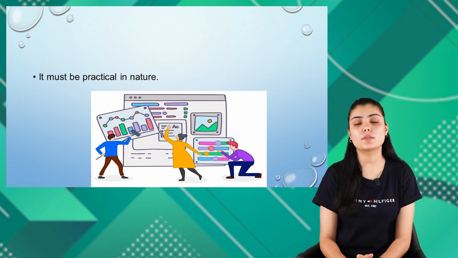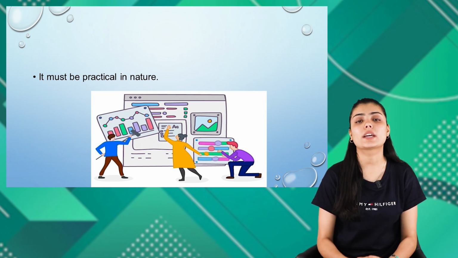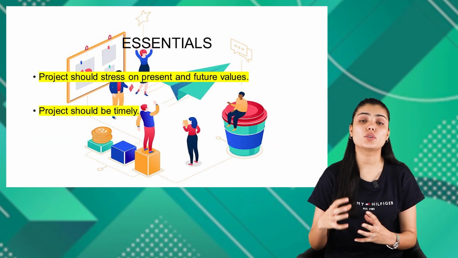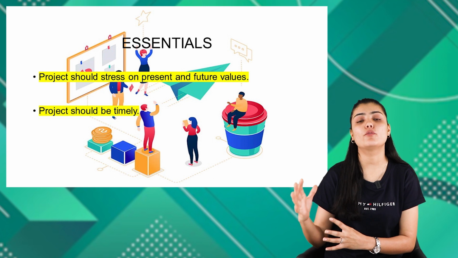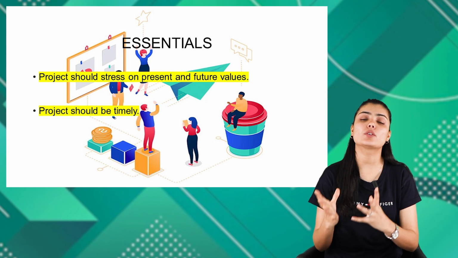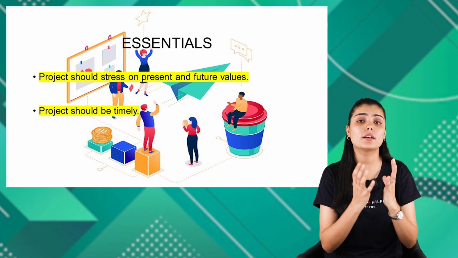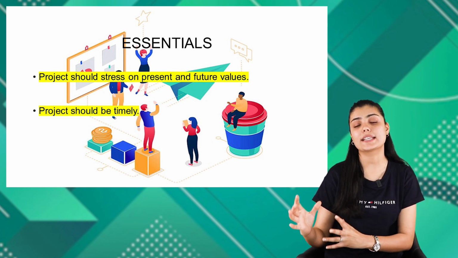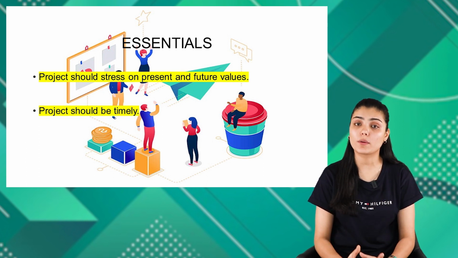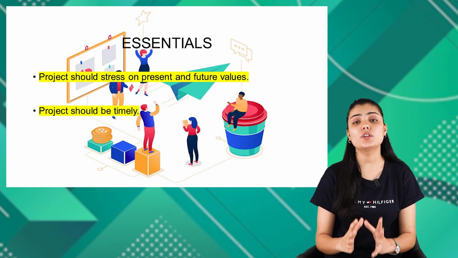Now that we know what a project is and what the different characteristics of a project are, let us see what is essential for carrying out a good project. The first one is that the project should stress present and future values. Whenever a topic is selected for assigning to the student as a project, it must hold value in the present as well as in the future. The student must be able to learn something that will be helpful for them now and also for their future.